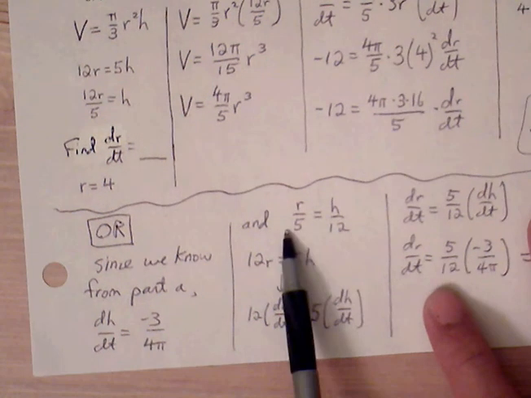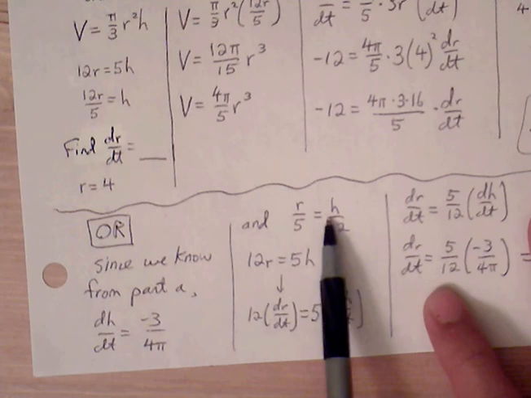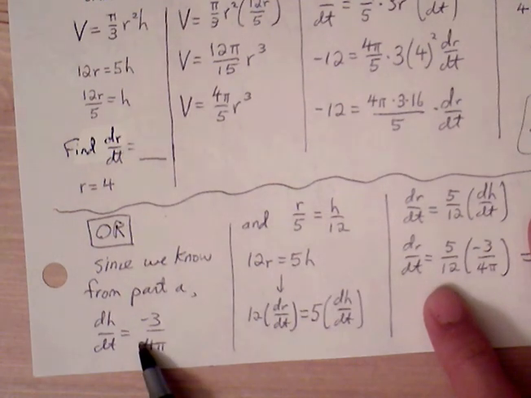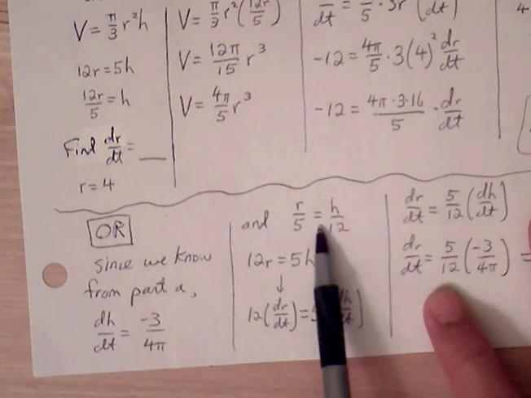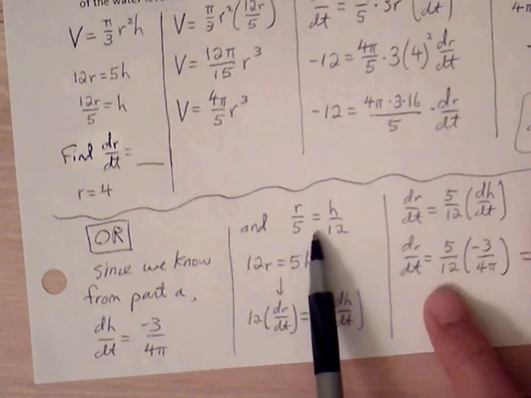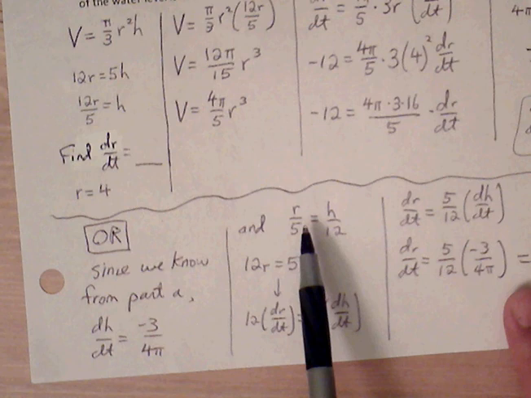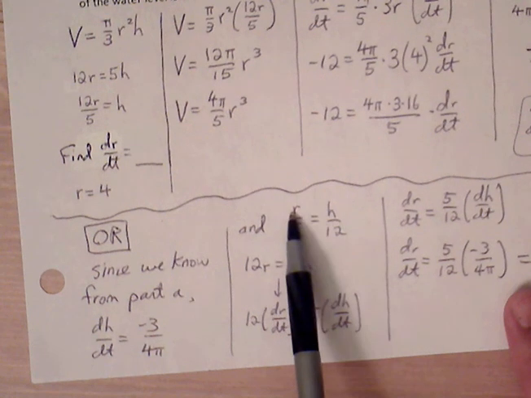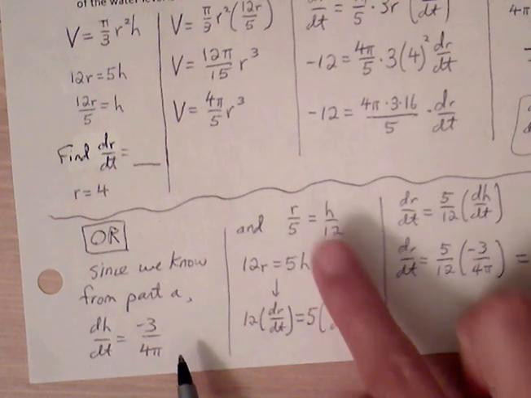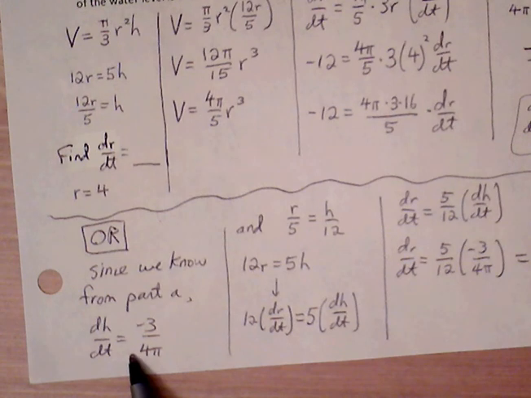Now, look at this equation that we have from our similar triangles. We already have an equation that relates radius and height. So if we know dh dt, we can use this similar triangle as well to help us find dr dt. And that will make this process a lot easier. Now, we couldn't do this when we were at part A because we didn't have one of these differentials. But here we already have dH dt, so we can find dr dt a lot faster.